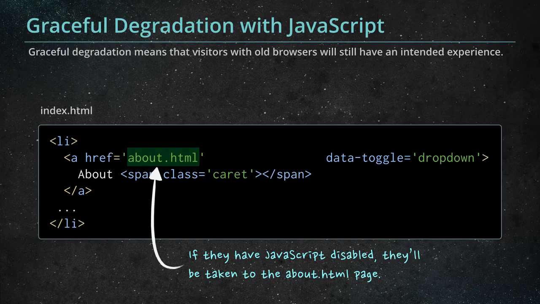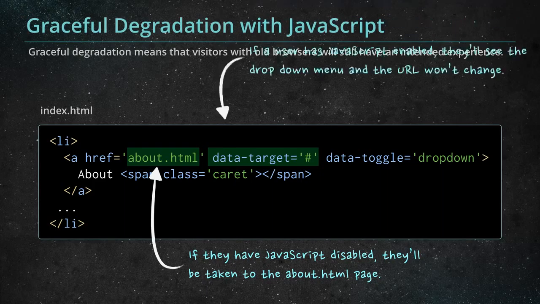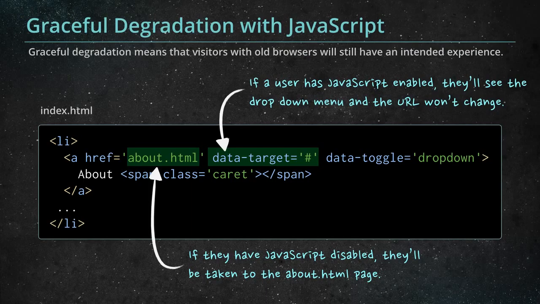In order to prevent that, we can add one last data attribute, data-target. This is the href that will be used when JavaScript is enabled. In this case, we're going to set it to that hash sign just like we were doing before. Now, for users whose browsers work with JavaScript, things will appear just as expected.